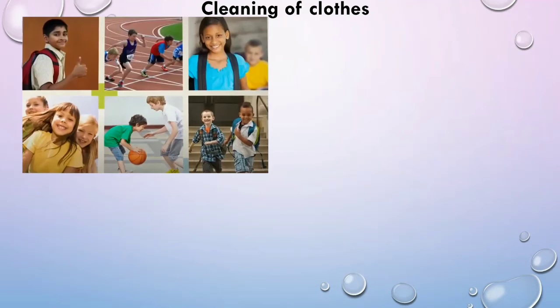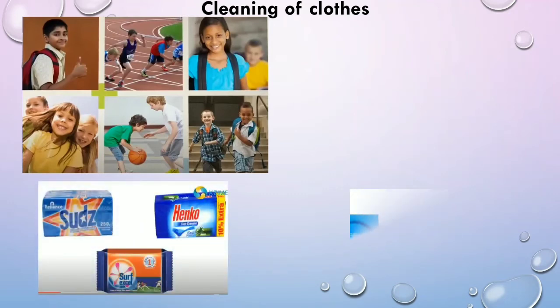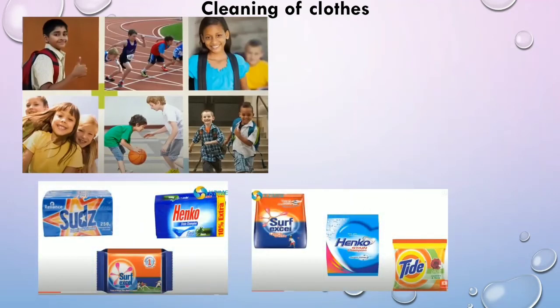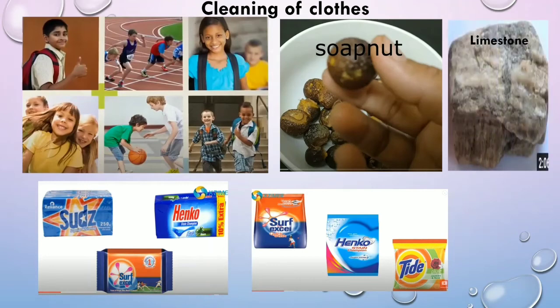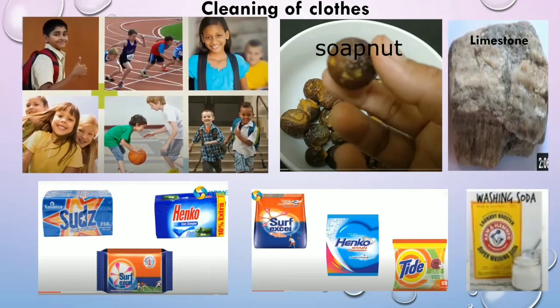So how do we clean our clothes? We wash our clothes regularly. We use plain soaps, detergent soaps, liquid soaps for washing our clothes. We can also use soap nuts, that is Retha, limestone, or washing soda to wash our clothes. Soap nuts, limestone, and washing soda are natural substances.